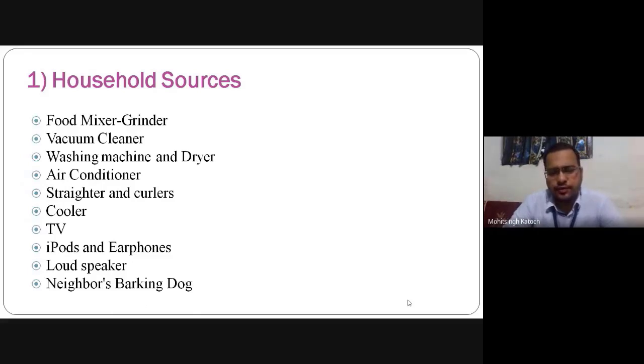All the household appliances which we use in our houses for ease of operation and our comfort are a big source of noise pollution inside our house. Few examples are food mixer and grinder, vacuum cleaner, washing machine and dryers, air conditioners, straighteners and curlers, cooler, TV, iPods and earphones, loudspeakers, and especially the neighbor's barking dog. All these phenomena are directly related to household noise pollution.